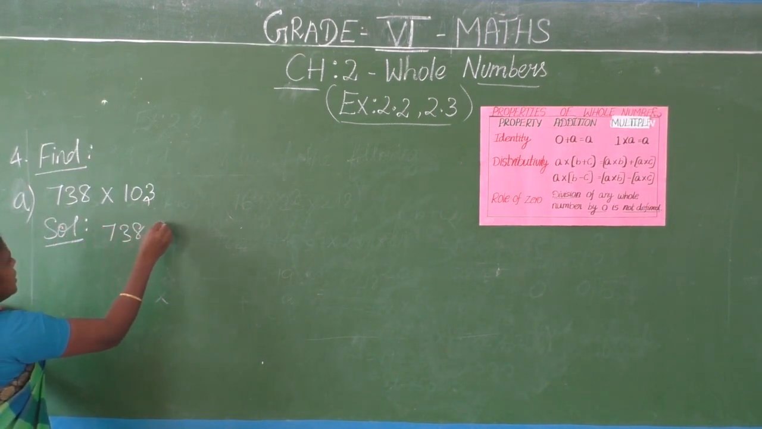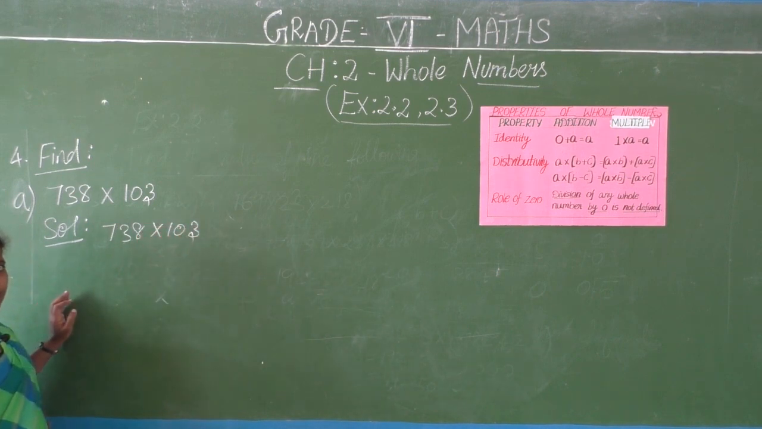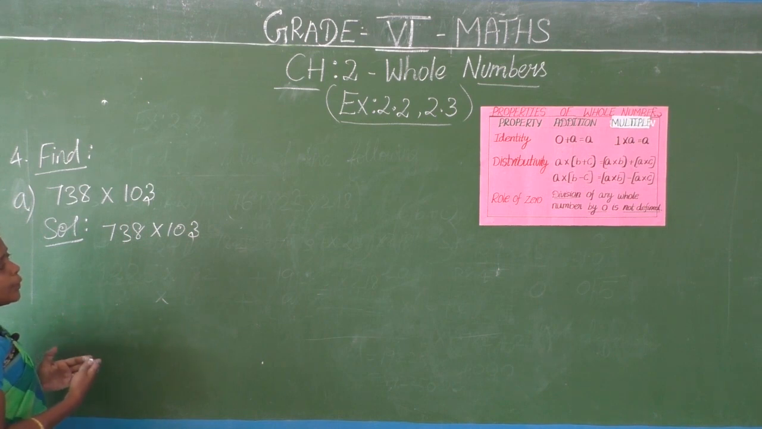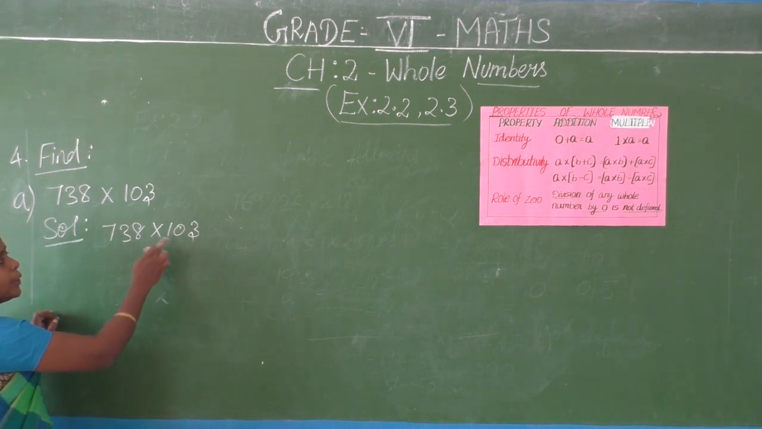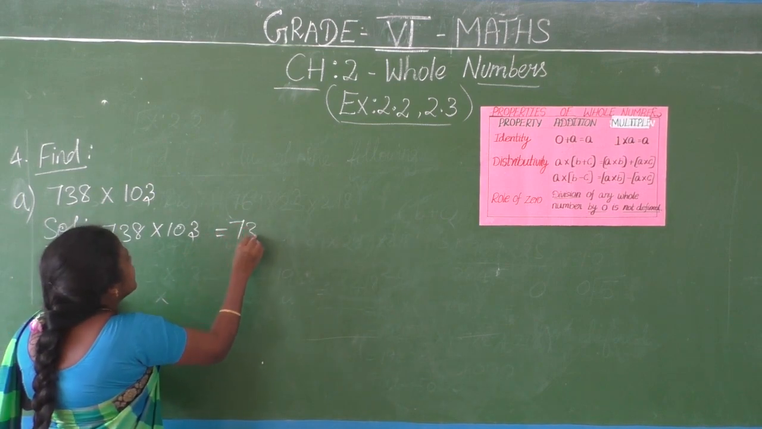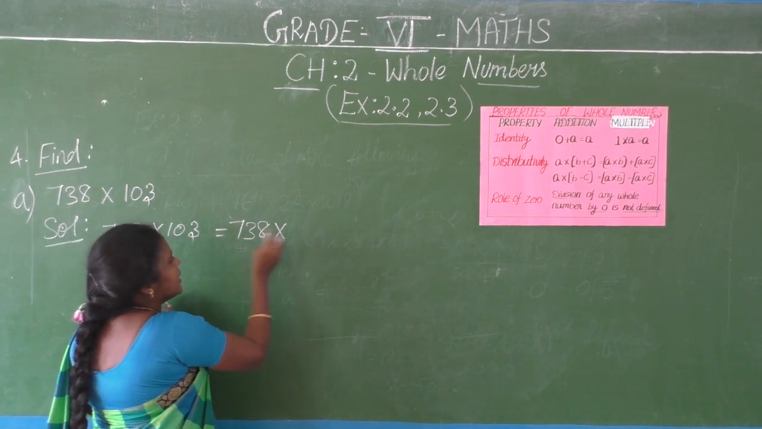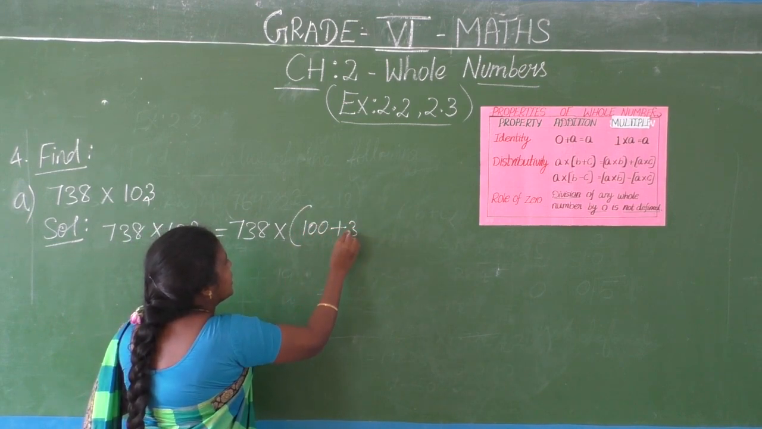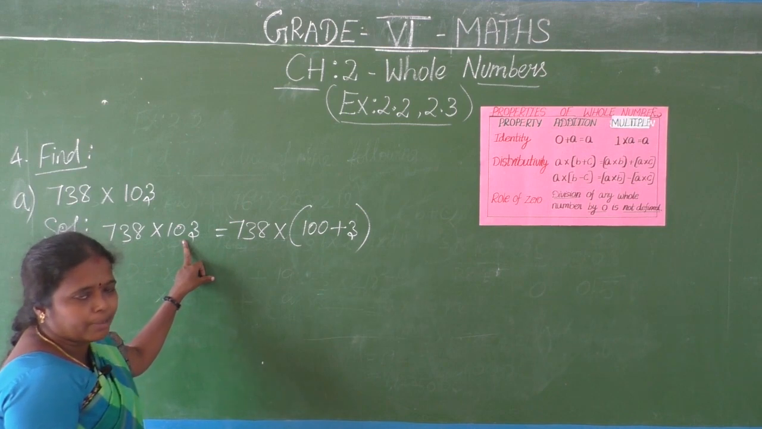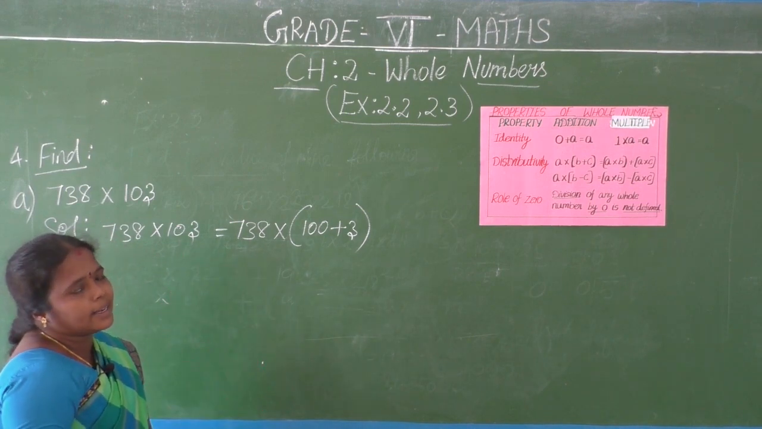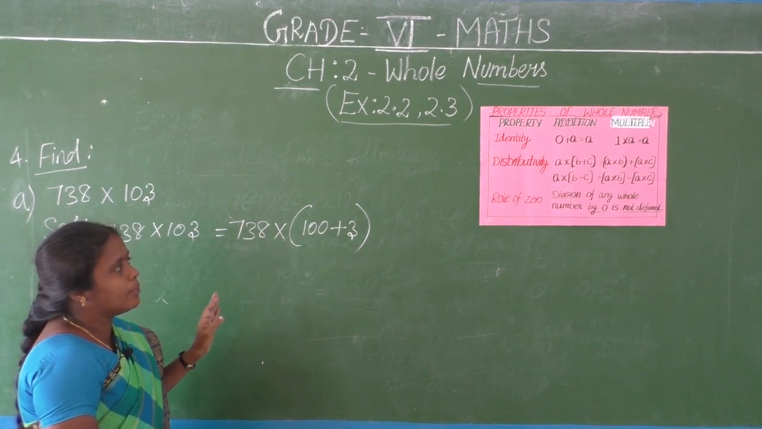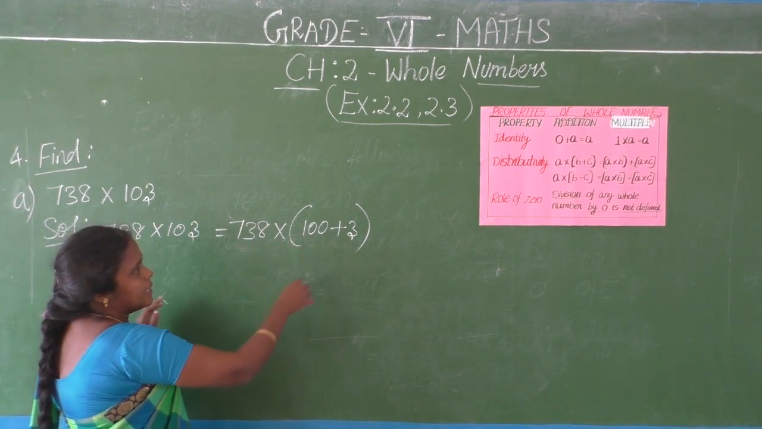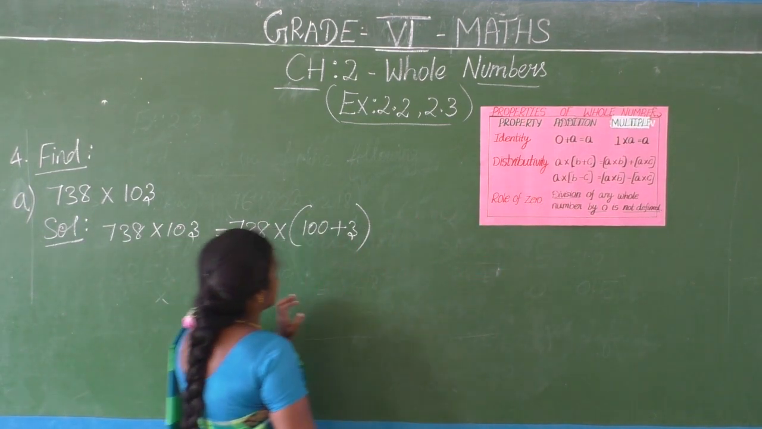So 738 into 103. Keeping in this position, we can't match the formula. So what am I going to do? For my convenience, I am going to split this, without changing the value, just alternatively writing this step. How? See, 738 into 103, where 103 can be written as 100 plus 3. I didn't change the value, but for my convenience, I have split it in addition. Now match the formula: A into B plus C.